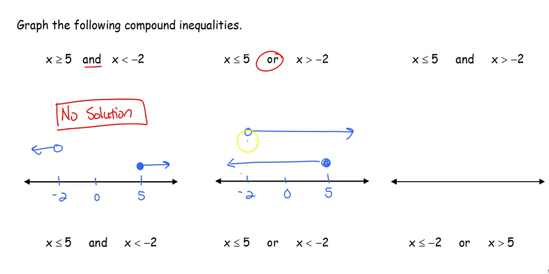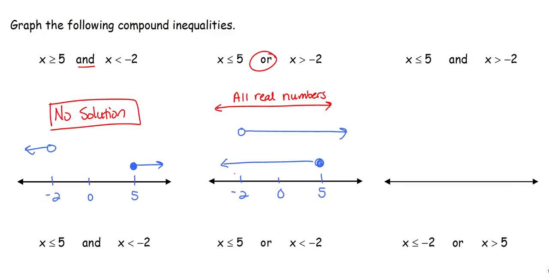Now, -2, is that part of my solution? Remember, it only has to be part of one of them. So since -2 is part of the first one, it is part of the solution. So between both of these lines, I'm including every single number possible. All numbers that are small, all numbers that are big, which means it's going to be a straight line continuing forever in both directions, which is actually going to be representing all real numbers. All right, our next one.